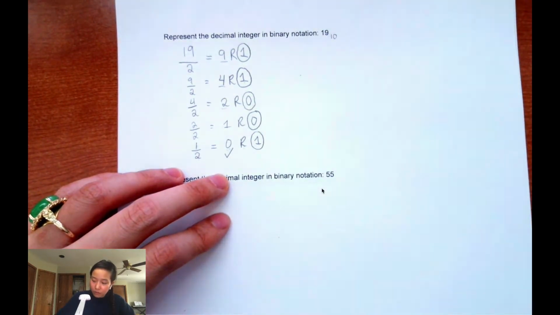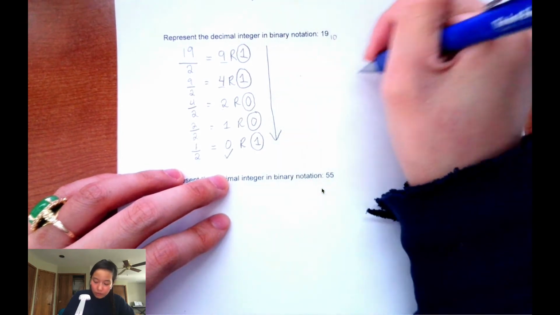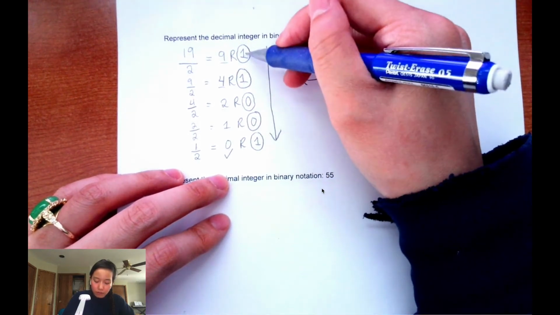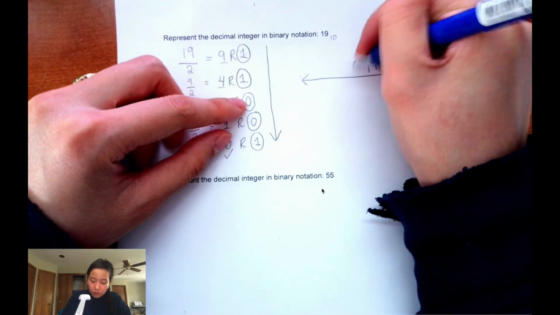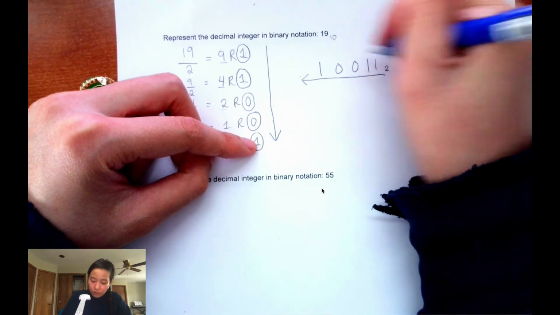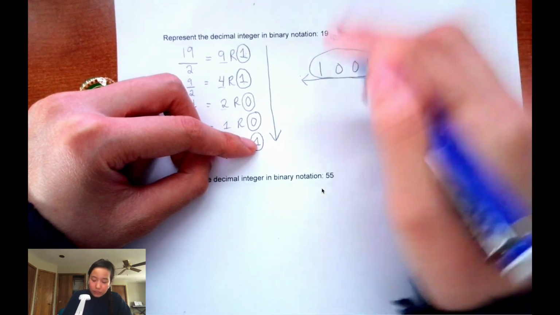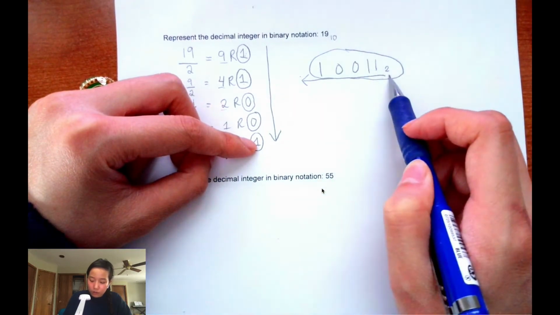So now what you're going to do is from top to bottom, right to left, you're going to write the remainders. So 1, 0, 0, 1, 1. This right here is your answer. So 19 in base 10 is equal to 10011 in base 2.